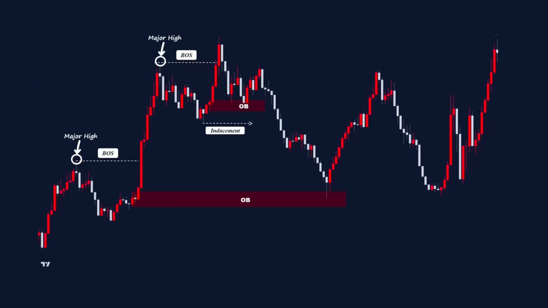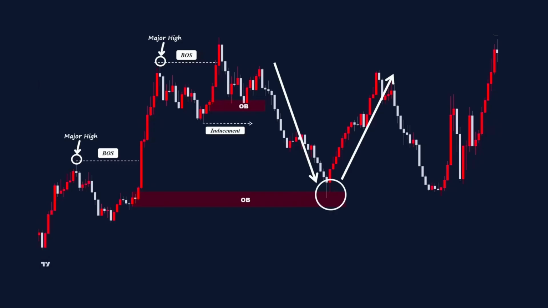The complete sequence. As the market continues developing, price eventually sweeps the inducement level before returning to our validated order block. This time, buyers step in aggressively. The market reverses. Momentum shifts. Price begins a strong bullish expansion.